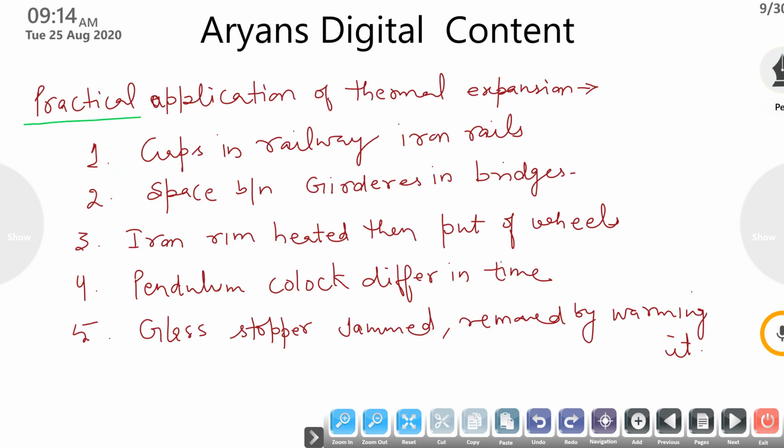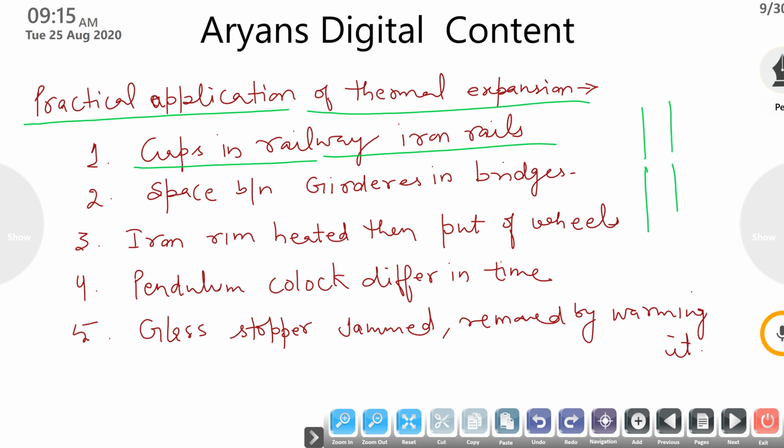Now, there are some practical applications of thermal expansion where we can use this phenomenon. So, first is gaps in the railway iron rails. We have seen that in the railway track there is a simple gap between the rails, that is only due to thermal expansion. If in the summer time it expands, then there should be a space between them so that it can easily expand, no change in its shape occurs and no problem occurs at that point.